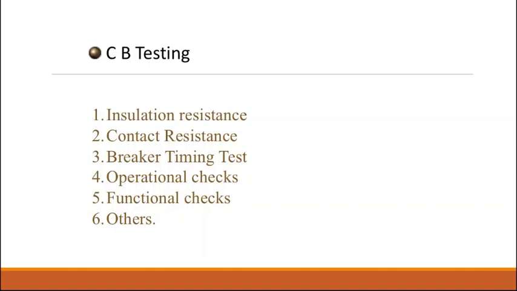There are some additional tests we will conduct besides the insulation, contact, and breaker timing tests. The first three tests are common for all breakers, but operational checks and functional checks depend upon the breaker and the voltage level. The functional checks and operational checks will be different. Let us give an example. For a 220 kV breaker, there is a pole discrepancy test, which is not applicable for 66 kV or 11 kV breakers. Those things will come under these sections. Let us start one by one.